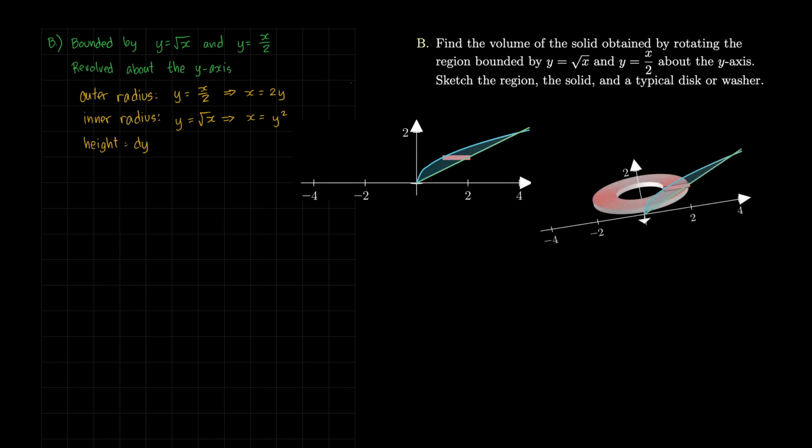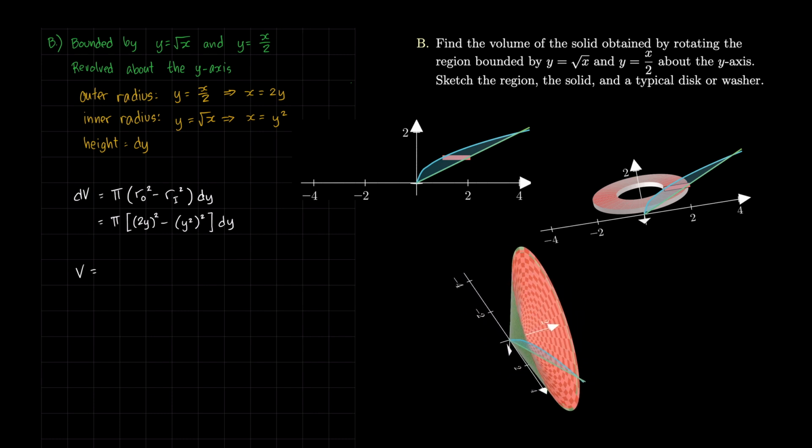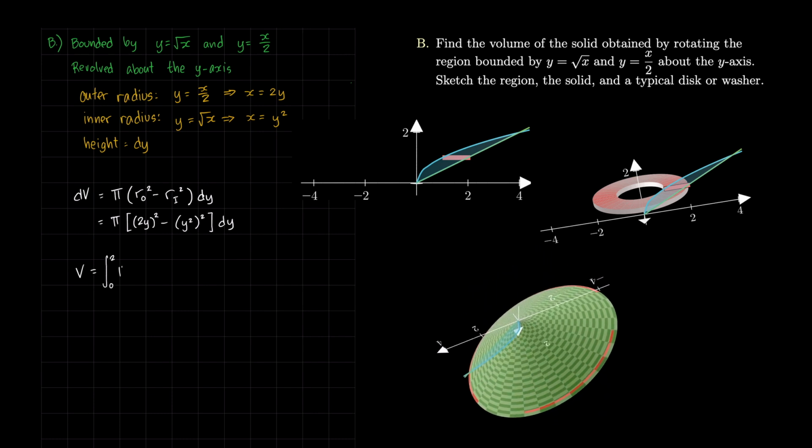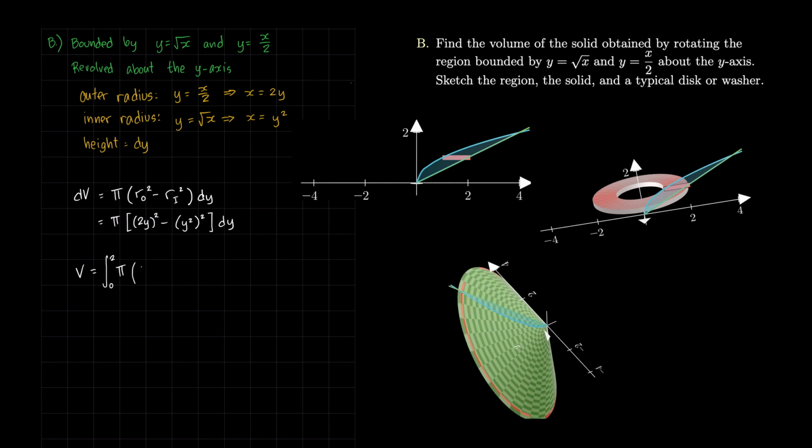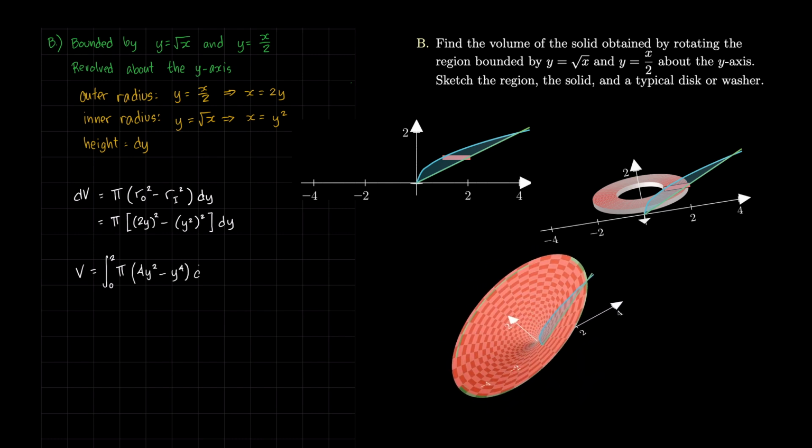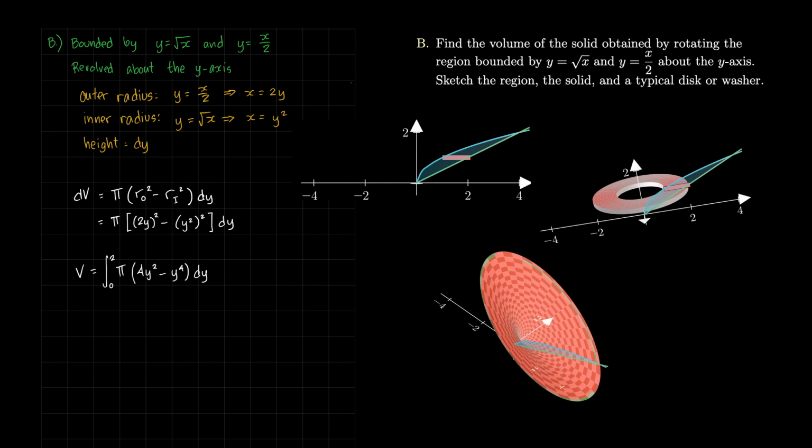The differential volume is the volume of the approximating washer given by pi times the quantity r sub capital O squared minus r sub capital I squared times dy. And substituting the boundary equations to r sub capital O and r sub capital I, we'll have dV equals pi times the difference of the quantity 2y squared and the quantity y squared squared times dy. The volume of our solid of revolution is the integral of dV, or the definite integral of pi times the quantity 4y squared minus y to the fourth power, which will be evaluated from 0 to 2.